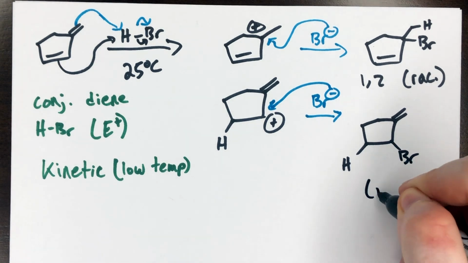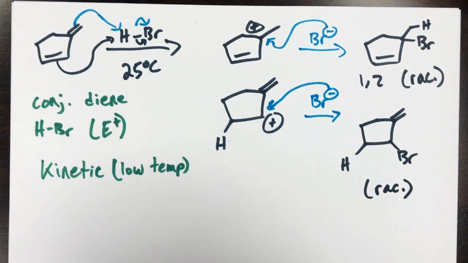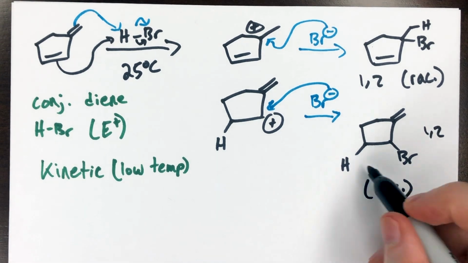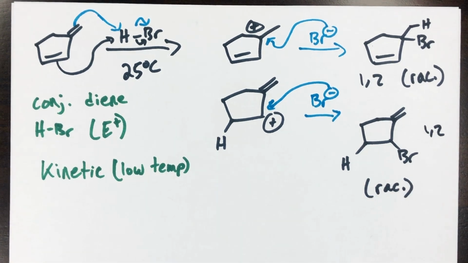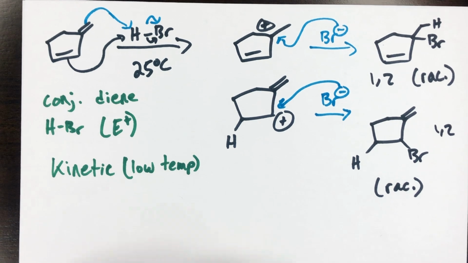So once again, racemic because it's a planar intermediate, and it's 1,2 because the hydrogen and bromine are adjacent to each other in a 1,2 fashion like this. So this would be the complete answer for this question. You would have to include both of these because there isn't a drastic difference in the stability of those intermediates.